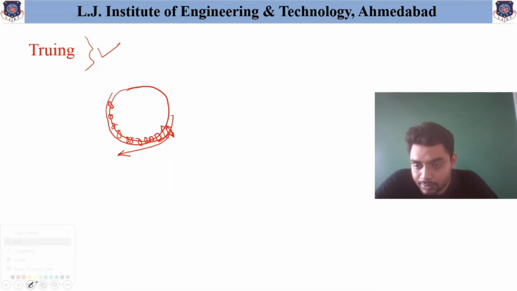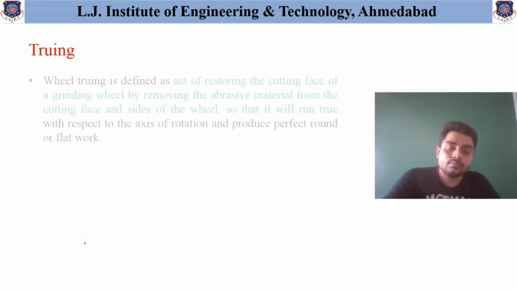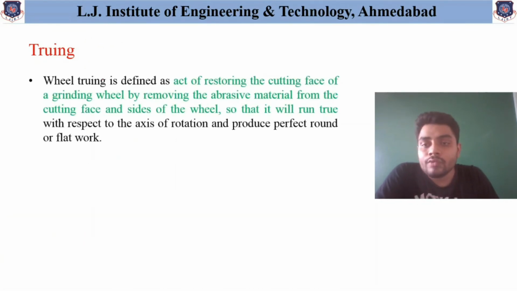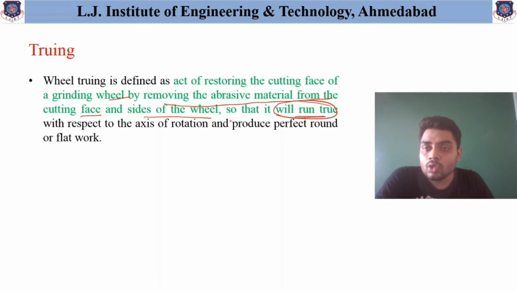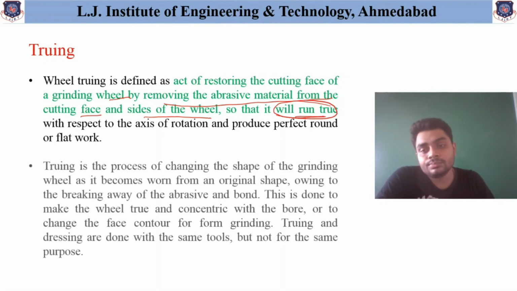So let us summarize it again. Truing is defined as the act of restoring the cutting face of a grinding wheel by removing the abrasive material from the cutting face and sides of the wheel. So it will run true, that means it will remove an equal amount of material from all sides of that grinding wheel.